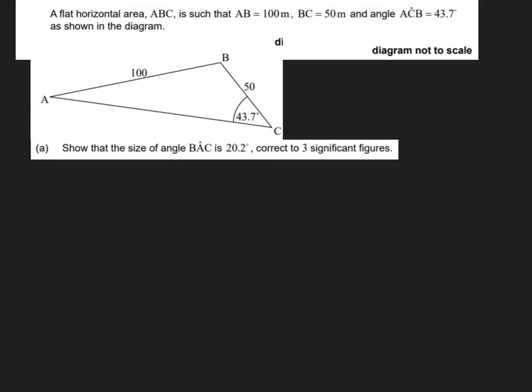In question 5, we are kicking off with a question on non-right-angled trigonometry. We're given this triangle with AB equals 100 meters, BC 50 meters, and angle ACB 43.7. We're asked to show that the size of angle BAC, which is this angle here, is equal to 20.2.